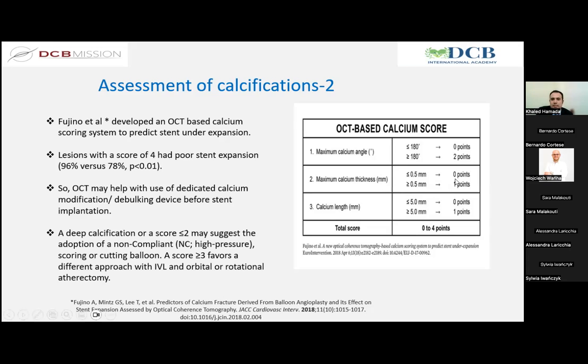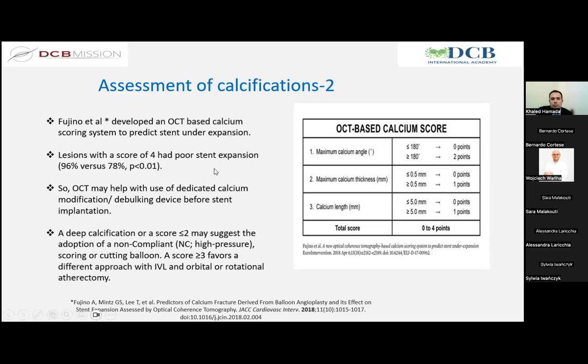This is the OCT-based calcium score, which includes 3 parameters. First, the maximum calcium angle less than or more than 180 degrees. Second is the maximum calcium thickness less than or more than 0.5 millimeter. And the third is calcium length less than or more than 5 millimeters.